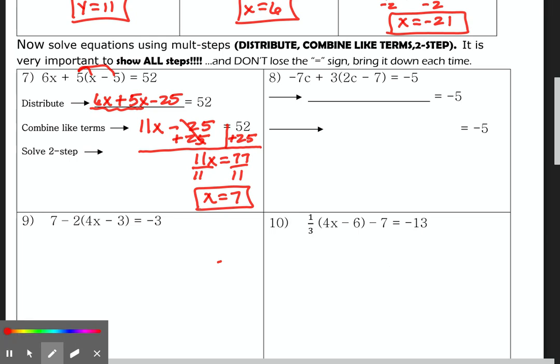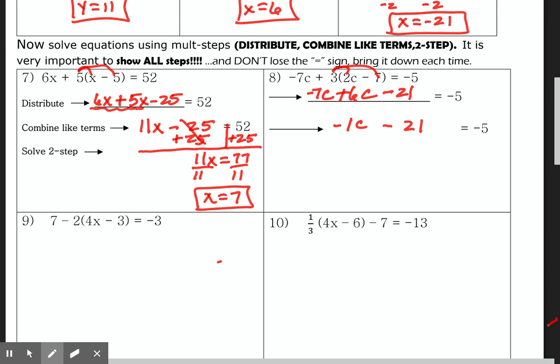All right, let's look at problem 8. So we have negative 7c plus, and here's our distributor right there. I'm going to bring down my negative 7c, and 3 times 2c is 6c. 3 times negative 7 is negative 21. And then on our next one, we are going to combine like terms. So negative 7 plus 6 is negative 1c, and I'm going to go ahead and put the 1. I know a lot of times we just bring down the negative c, but I'm actually going to put a negative 1 there. Minus 21 equals negative 5.